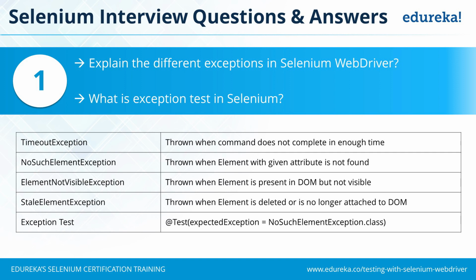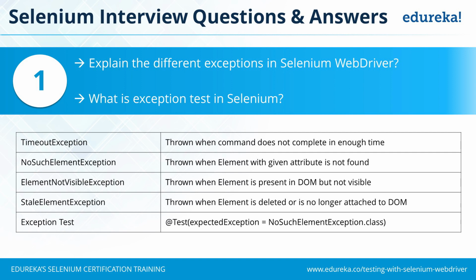Okay. Then the second question is, what is exception test in Selenium WebDriver? Whenever you run a test, you expect an exception to be thrown. You have written a test in a way that it should throw an exception. Might be this is a part of your negative testing strategy. So what we do is the @Test annotation has a parameter, expected exception, and you can name the exception that you are expecting.